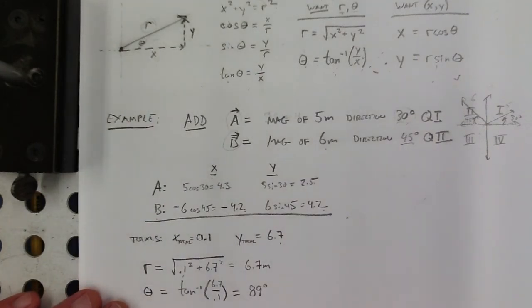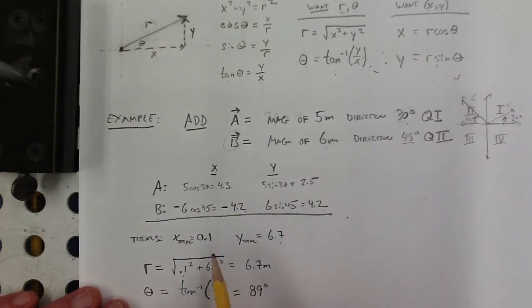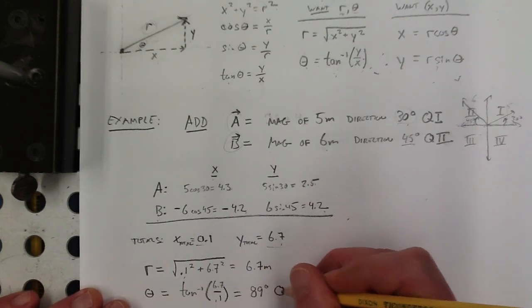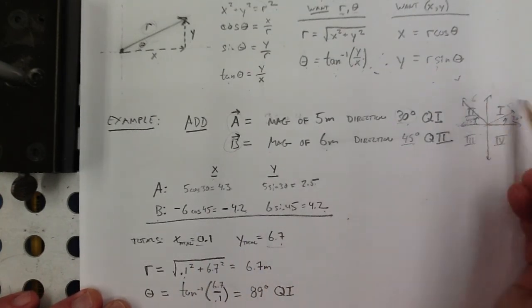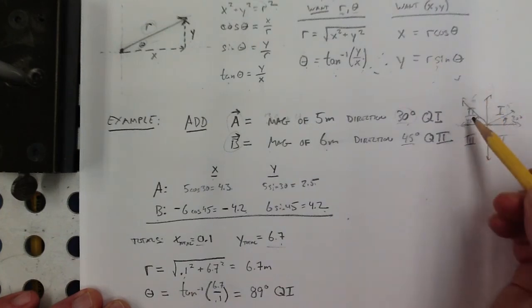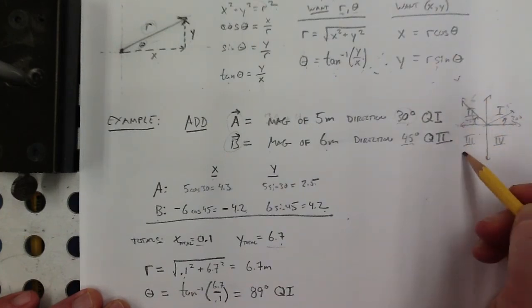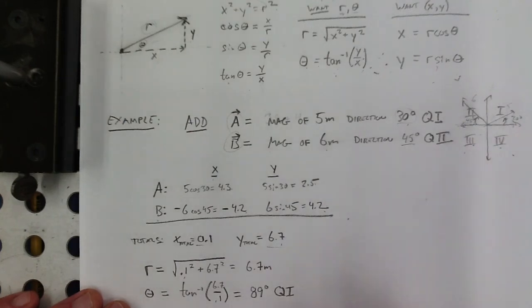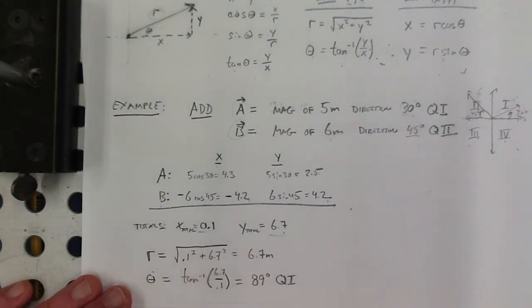All right, what quadrant is it in? Well, just look at your totals. This is positive, positive. Positive, positive gets you into quadrant 1. Negative x, positive y is quadrant 2. Negative x, negative y is quadrant 3. Positive x, negative y is quadrant 4. So that's how you add two vectors together.